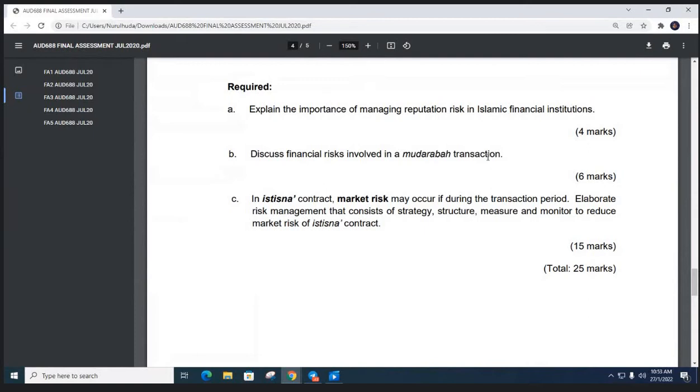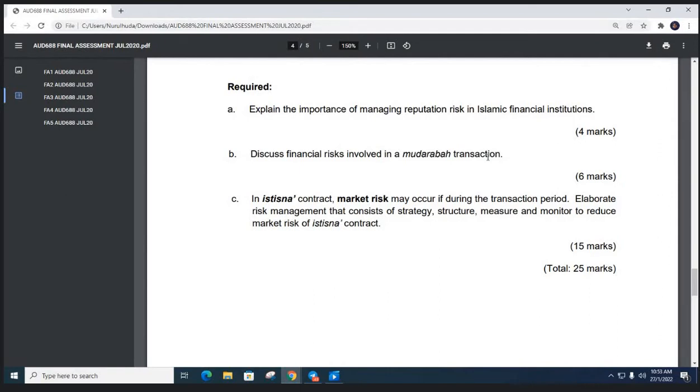Mudarabah, counterparty risk. Mudarabah. Adverse selection, problem of information asymmetry, and then counterparty risk. Okay.